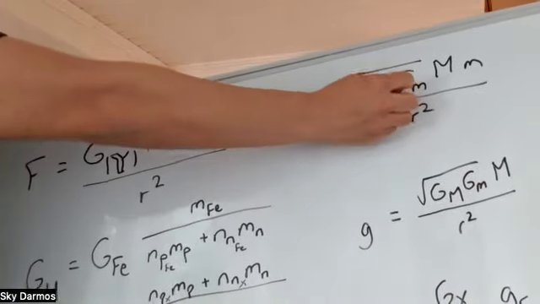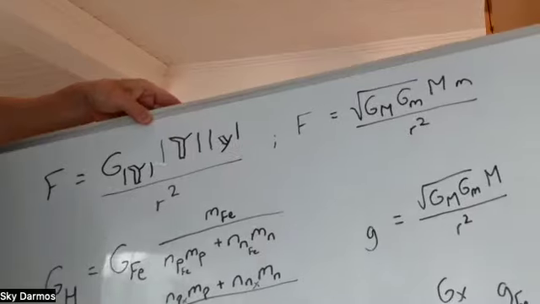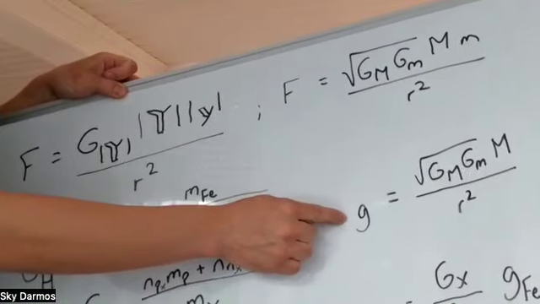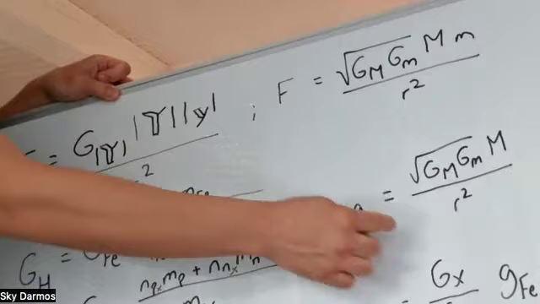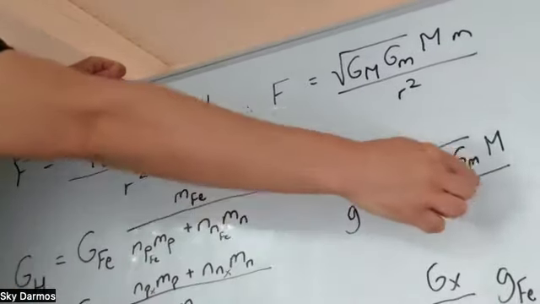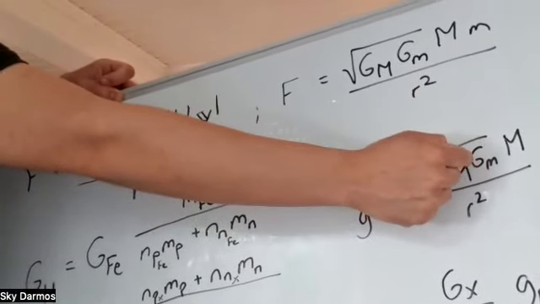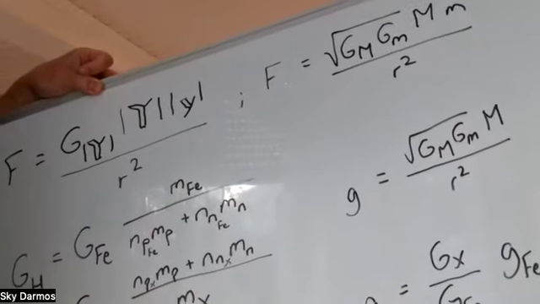Here you have the geometric mean of the gravitational constant of the big mass and the gravitational constant of the small mass, and here you have the big mass and the small mass. When you equate it with the force formula M times A, the M moves over here and is canceled, but a trace of it is still left. The G value of it is still part of the formula.